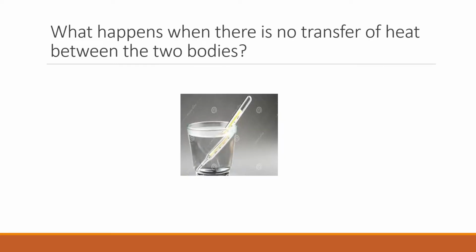Let's say we are measuring the temperature of a water bath. In order to make sure the reading is accurate, we usually wait for the temperature reading to stay constant. In short, we wait here for the thermometer and water bath to reach the same temperature. At this point, there is no further heat transfer.